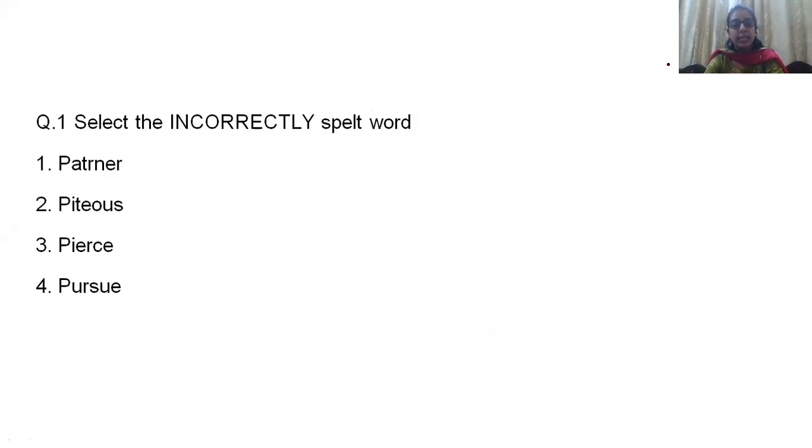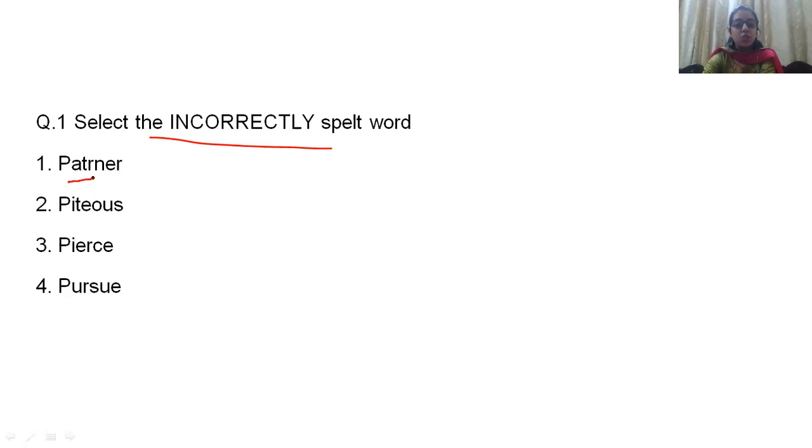The first question is: select the incorrectly spelled word, or you can say the word which has a wrong spelling. Out of the four options or alternatives, one spelling is wrong and you have to identify which is the wrong spelling. Here the examiner judges your spelling ideas, like how clever you are in identifying or rectifying spellings.